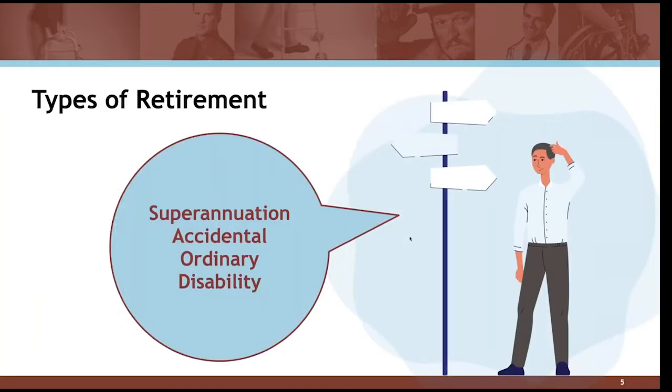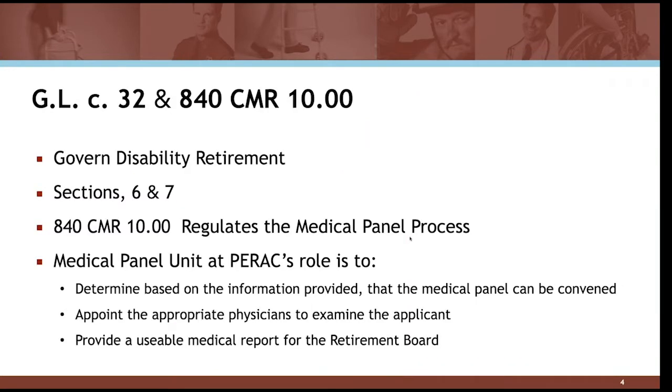Our processes and procedures are mandated by Chapter 32 and Disability Regulations 840 CMR Section 10. They're formulated to ensure a fair and equitable process, and I will be discussing Sections 6 and 7.